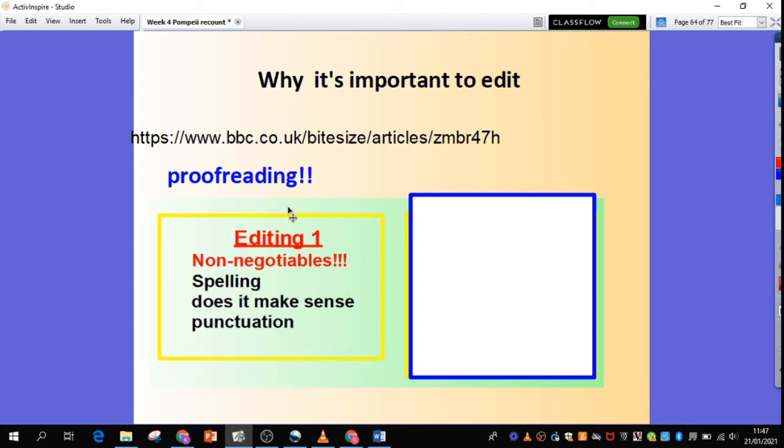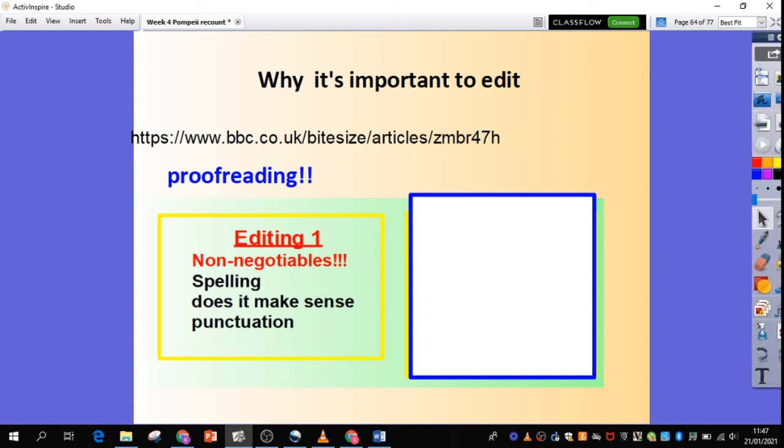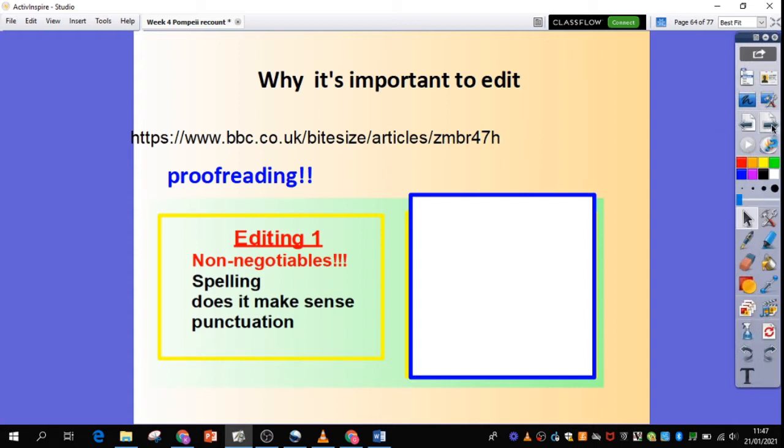Once you've watched the clip, I want you to do the edit 1 editing on your work and also respond to any of the feedback that your class teacher has given you. When you have done that and you're ready to move on, rejoin the lesson.